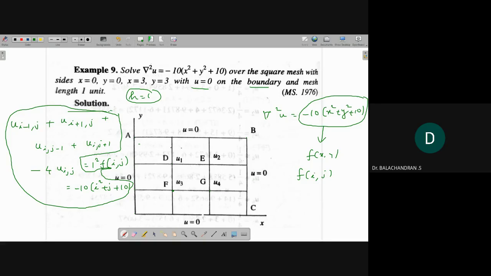What about here in G? i is 2, j is 1. Similarly here i is 1, j is 2. And here i is 2, j is 2. Now you should apply this formula at the 4 points. You will get 4 equations and 4 unknowns. If you solve, you can get the final answer.